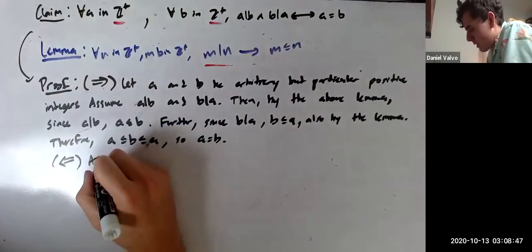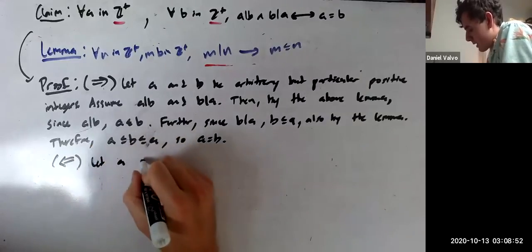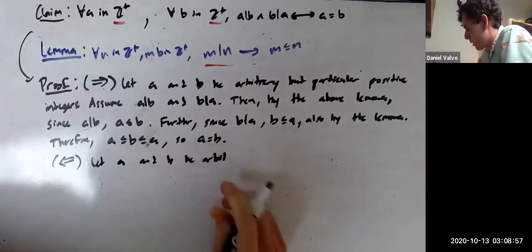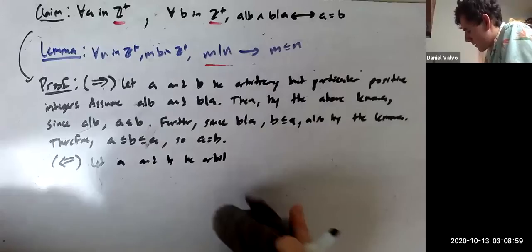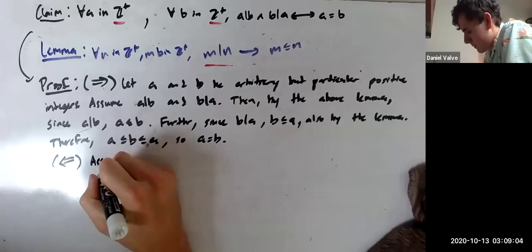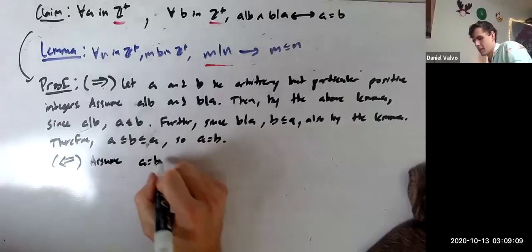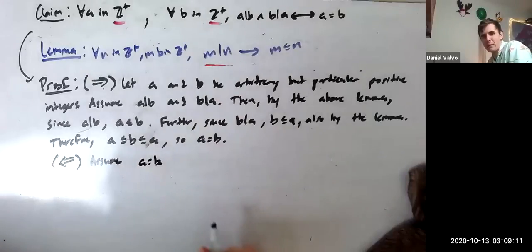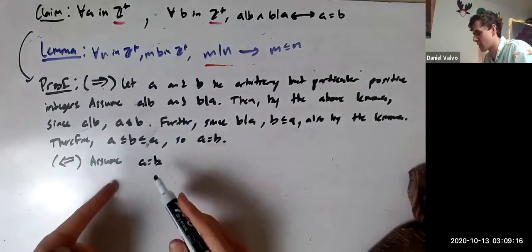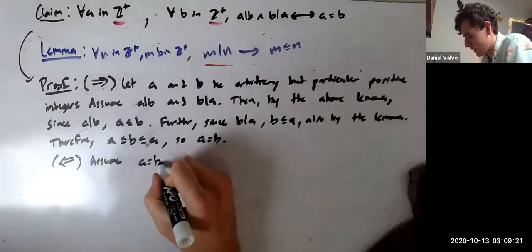Anyway, here we go. Let's go the opposite direction. Now let's assume that A equals B. Since we're using the main setup, let A and B be arbitrary integers, right? We're just using a different assumption. Instead of assuming the left side, we're going to assume the right side. So we have to write the arbitrary but particular again. Assume A equals B.